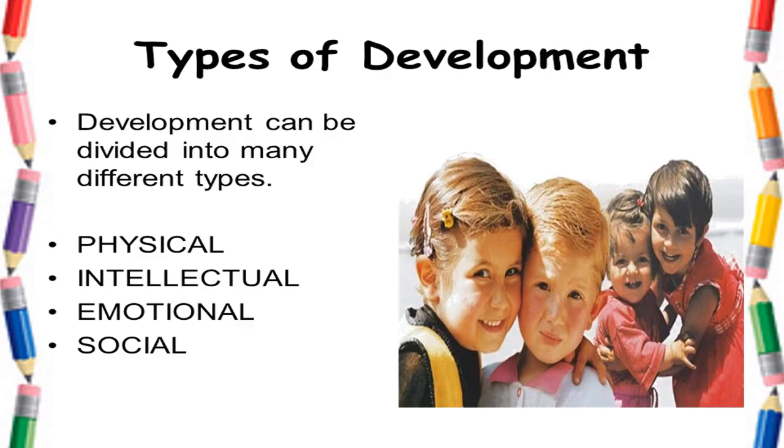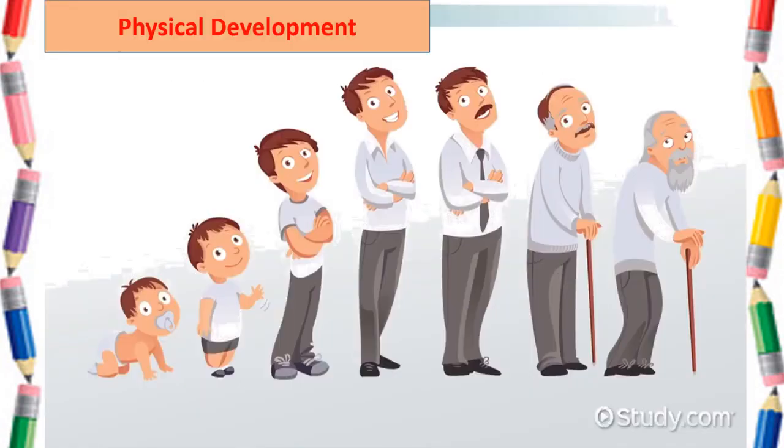So there are different types of development. Development can be divided into many different types: physical, intellectual, emotional and social. Physical means जब हम लोग grow करते हैं, हमारी body physically height और weight जब बढ़ता है तो वो हमारा physical development है. So here you can see physical development. Here you can see actually the growth in your body, how the height is increasing over the years and how the weight is also increasing, how the body is changing. So this is what is physical development.